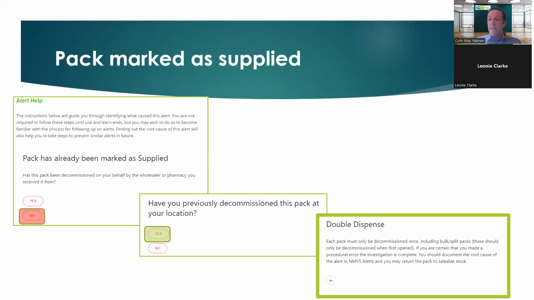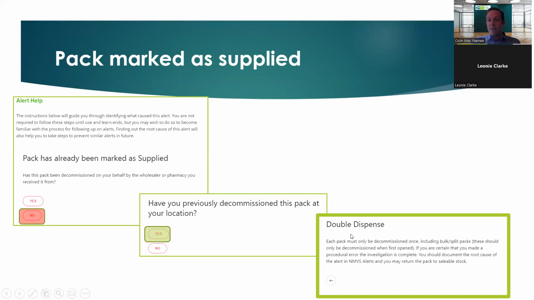So in this instance, we need to consider, is there a procedural error? Have we just scanned this a couple of times in error? Or is it a bulk or split pack that we know was scanned and decommissioned the first time it was used? So in this instance, I've clicked yes, that was the case.